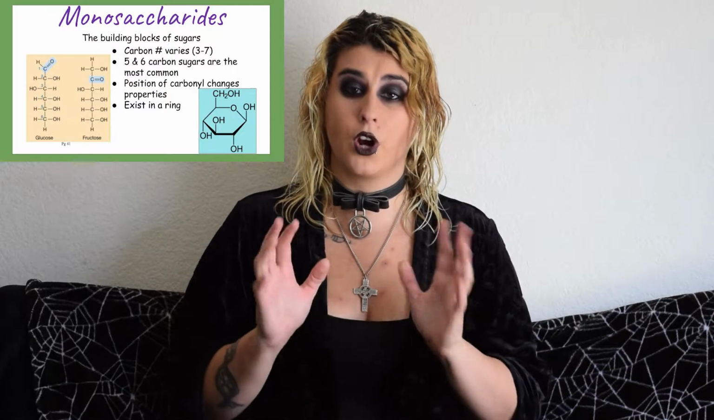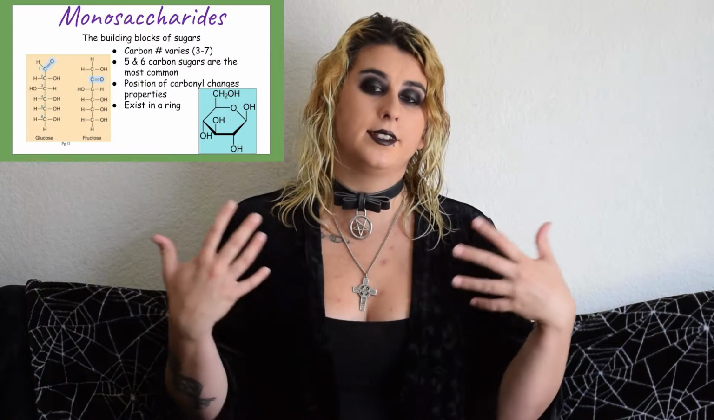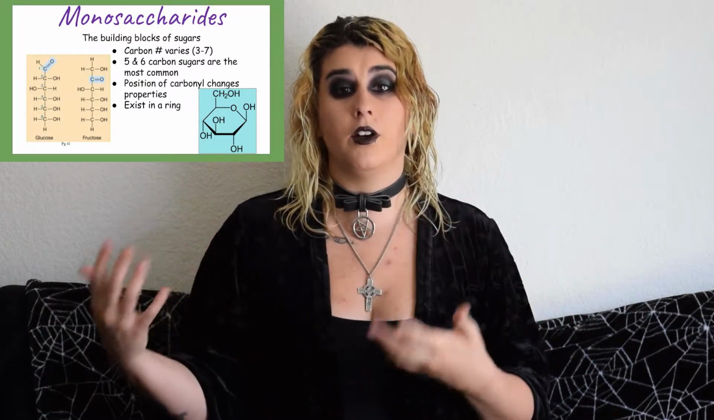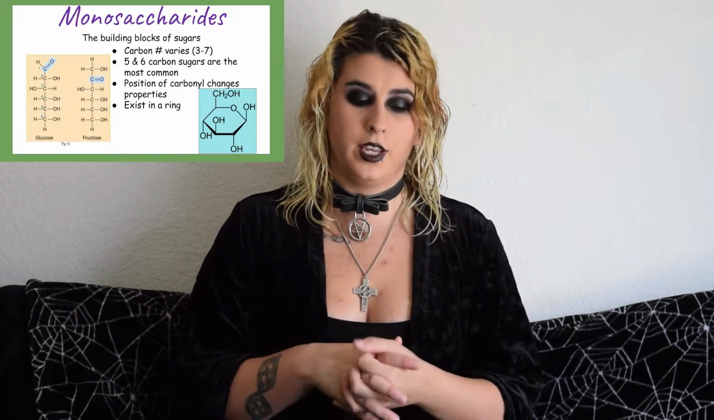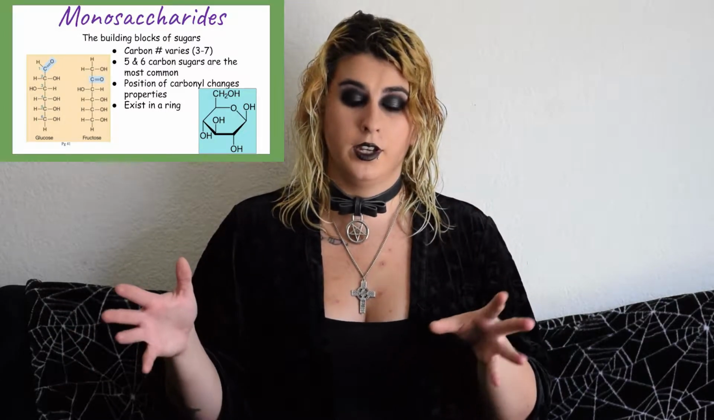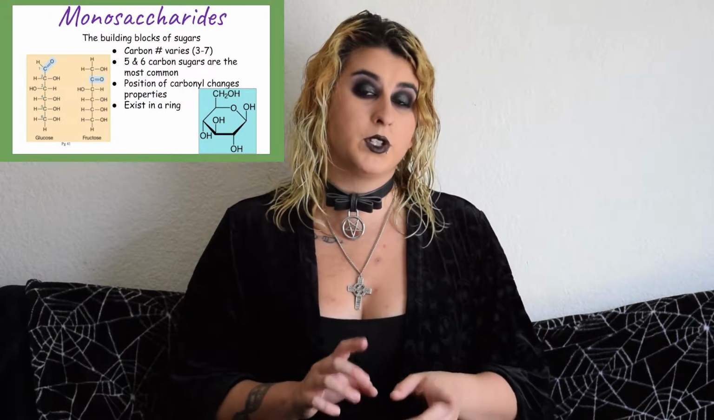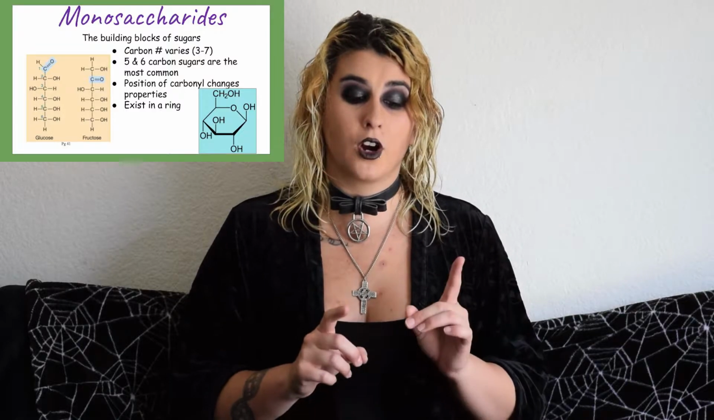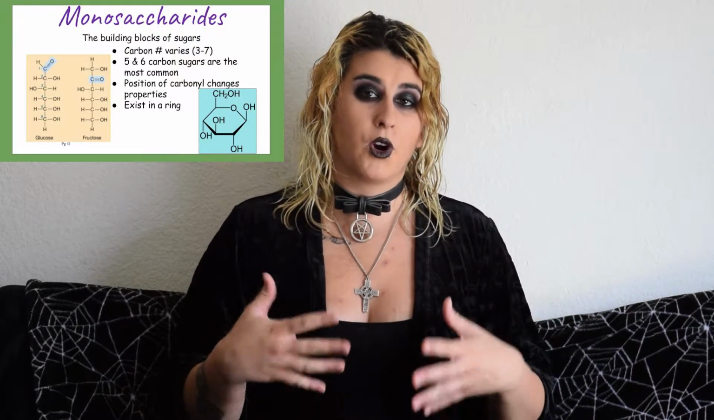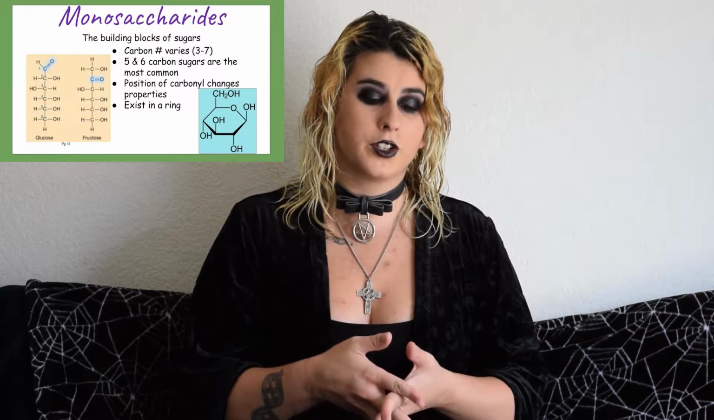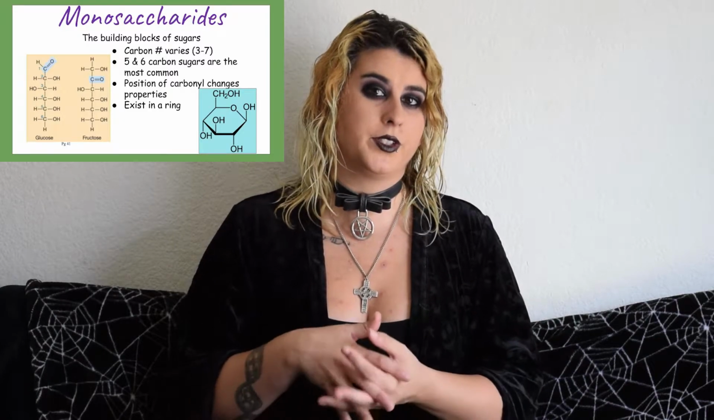The position of the carbonyl, or that double bonded oxygen, will change. And as that changes, it will change the properties of that sugar specifically. If you look on the left here, you will see glucose and fructose depicted as their carbon skeletons. Notice that the only difference between these two molecules is where that carbonyl is. That is what changes the properties of those two sugars, even though they are both 6 carbon sugars or hexoses.